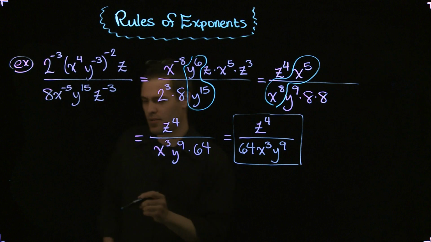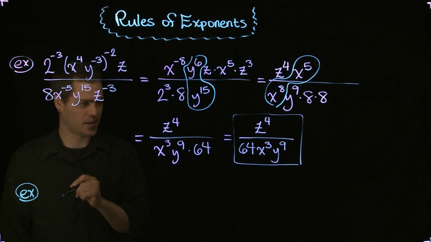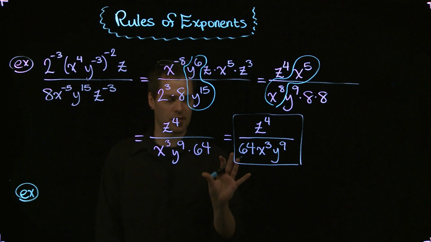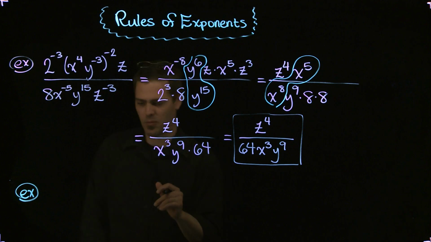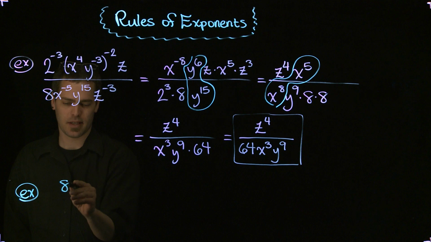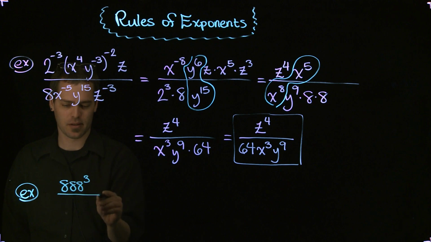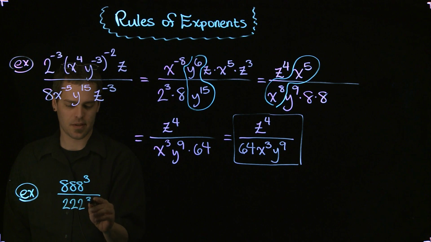Here's another one. Let me give you a numeric example that might look ugly to start with, and I just want to show you how you can use the rules of exponents to make quick work of it. Suppose I had something like 888 to the third power over 222 to the third power.